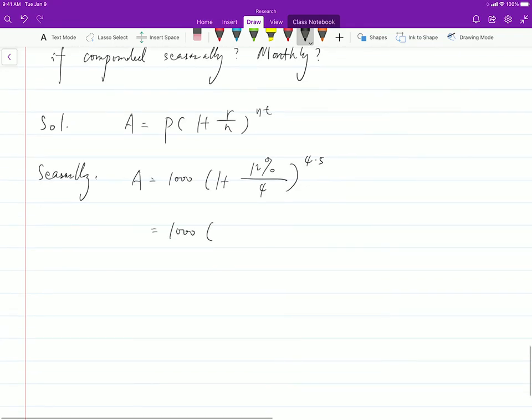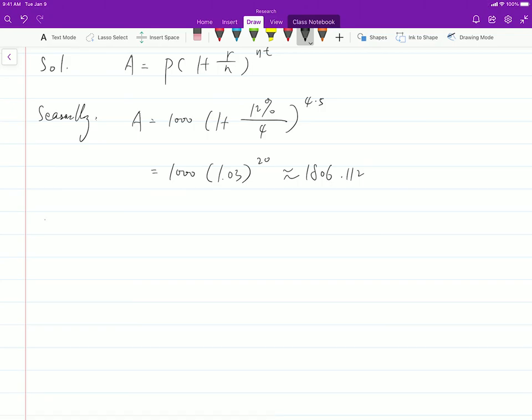For our class, you can stop here. But if you're doing real work, you may very well take the calculator and just calculate the number. So that's going to be 1,000 times 1.03 to the 20, which gives you 1,806, roughly. Okay, so take 12%, you do it seasonally. After 5 years, you almost doubled everything. Okay, 1,000 becomes 1,806.